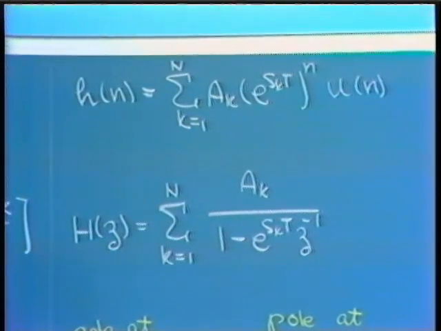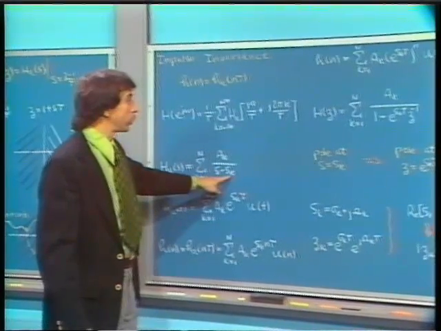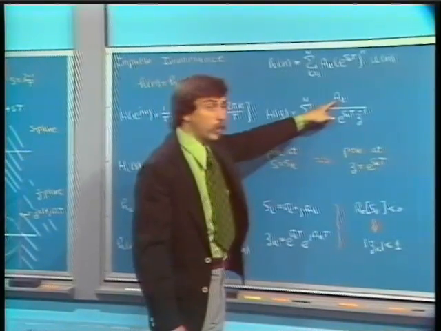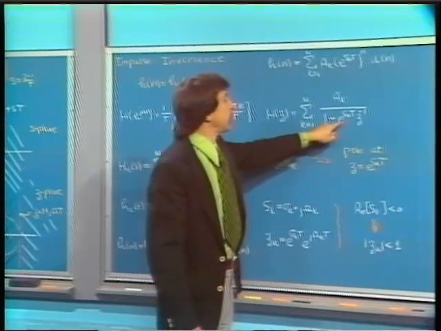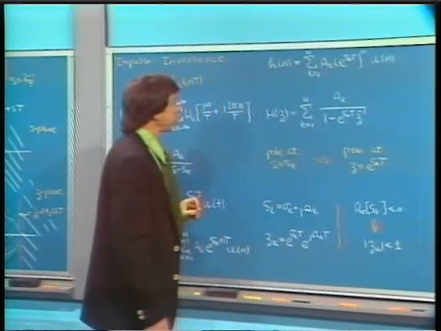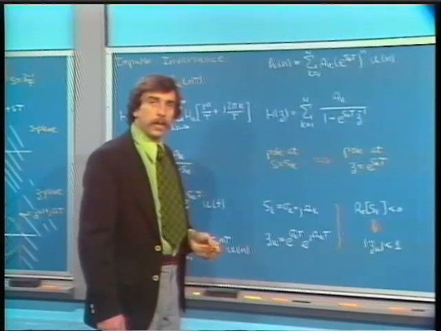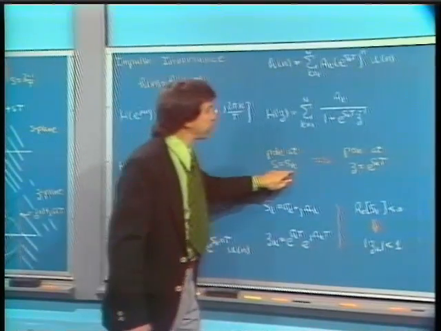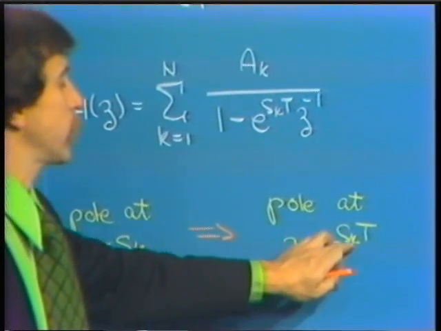All right, so we started with an analog system function of this form, these coefficients and these poles. We ended up with a digital system function of this form, the same coefficients and poles, instead of at s sub k, as they were in the analog case, at e to the s sub k capital T. So this says that the impulse invariant method maps a pole in the s-plane, which was at s sub k, to a pole in the z-plane at z equal to e to the s sub k capital T.